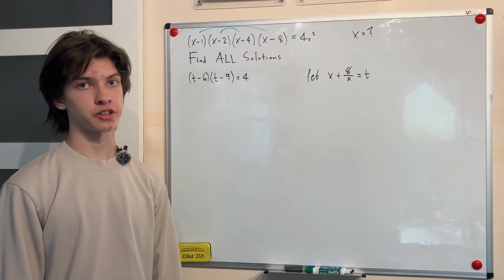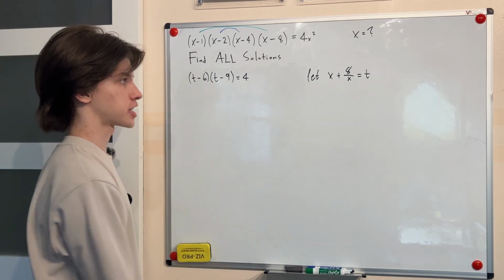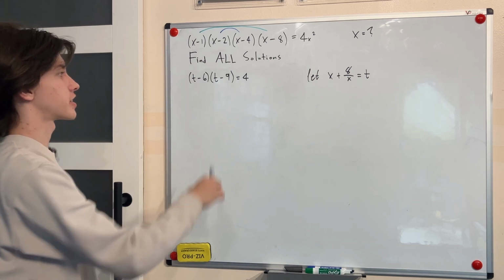All right, from here it's very straightforward. We defined our t as x plus 8 over x. We have found a quadratic in terms of t.